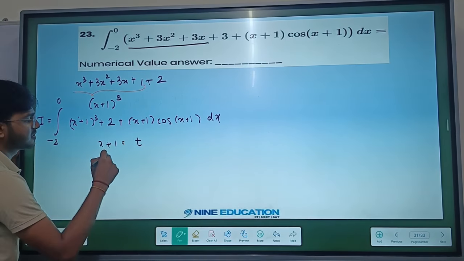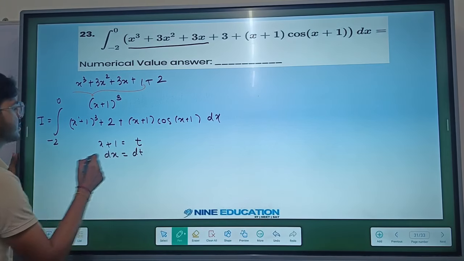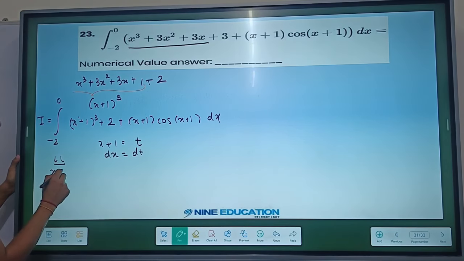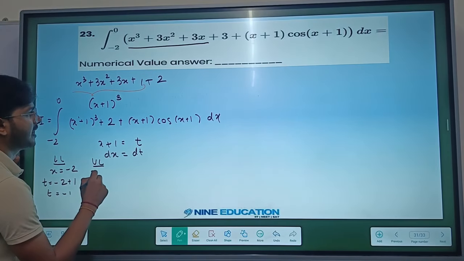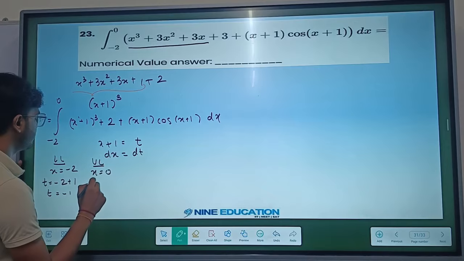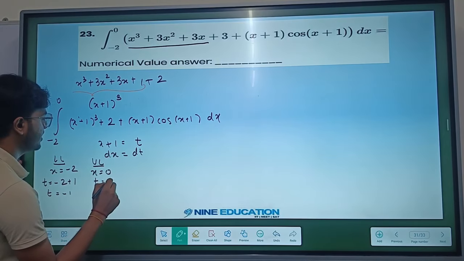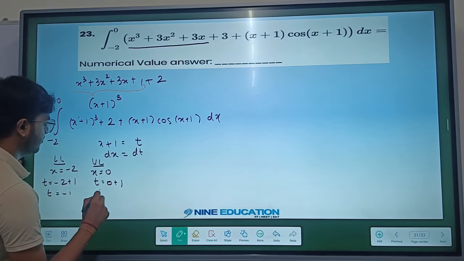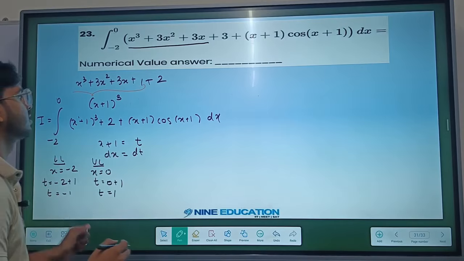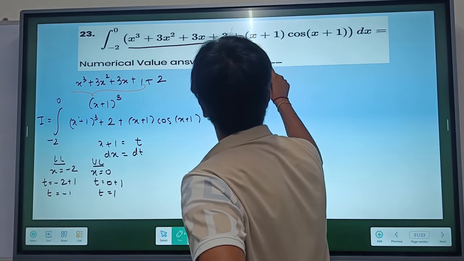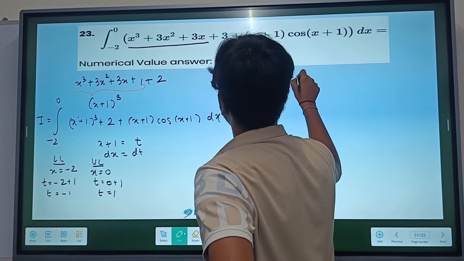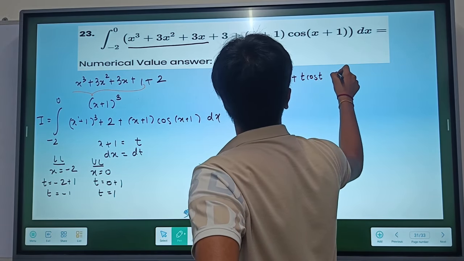What will we do? Substitute x plus 1 as t. So dx would be dt. What is the lower limit of x? -2. So t lower limit will be -2 plus 1, which is -1. Upper limit of x is 0. So upper limit of t would be 0 plus 1, which is 1. So the limits changed from -1 to 1, and it becomes (t cube plus 2 plus t) cos t dt.